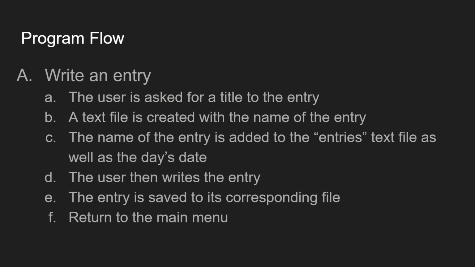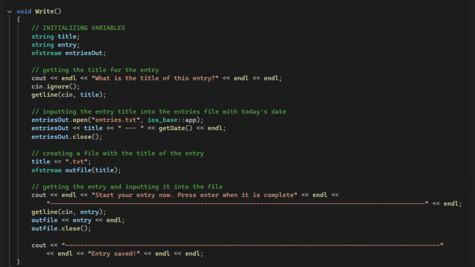If they choose to write an entry, then the user will be asked for the title of the entry, and a text file will be created with the name of that entry. The name of the entry will then be added to the entries text file as well as today's date. Then the user will write their entry and submit it, and it will be saved to its corresponding file. And then the user will be returned to the main menu. And here you can see the code for that.